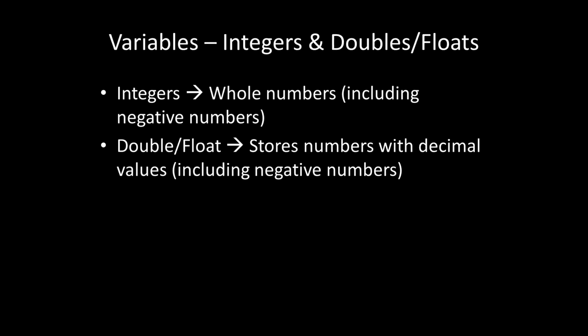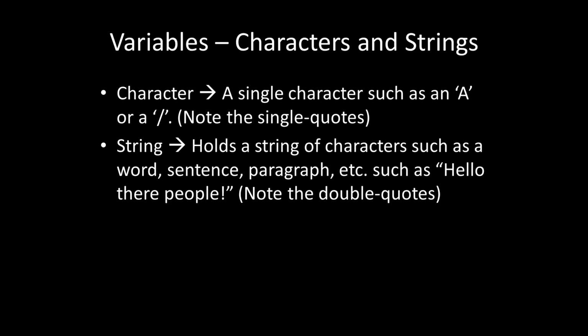So here, integers store whole numbers, including negative numbers, and doubles and floats store numbers with decimal values. So you can store 0.17 in a double or a float, and you can store something like 27 in an integer. Moving on, we have characters and strings.